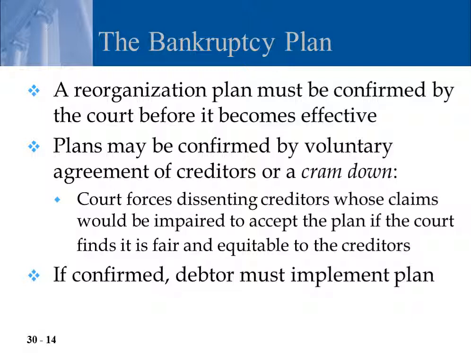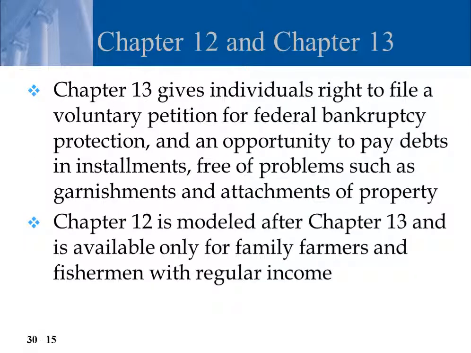So sometimes you can't get the creditors to agree on anything, even though the bankruptcy trustee has done everything in their power to come up with an acceptable plan, and therefore the court forces them to accept it. And then if it's confirmed by the court, the debtor must implement the plan.